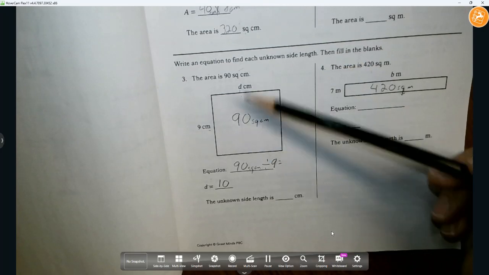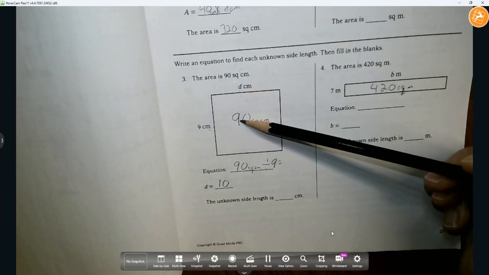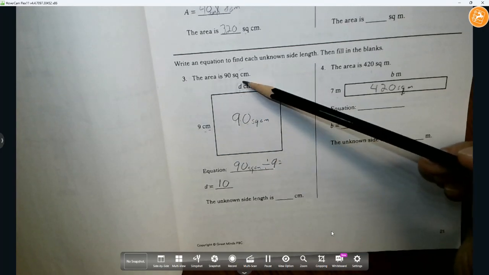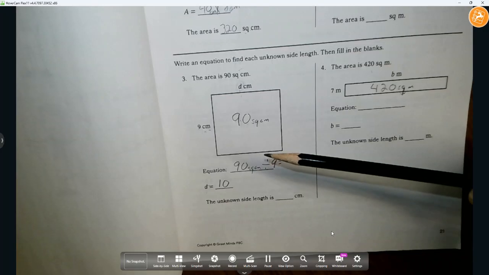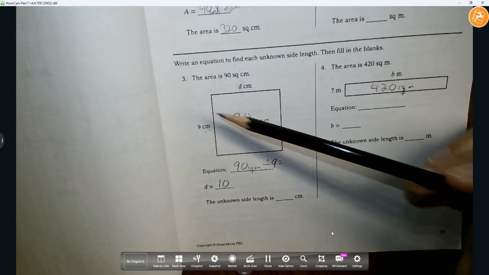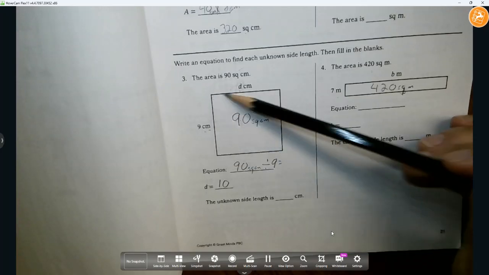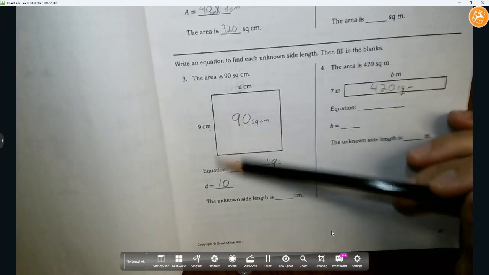All right, so we had the 90 in there for this one. This was 90, right? We know this is 9. This is what we're looking for right here. We didn't know that one. So we know this is 90 square centimeters. We know one side is 9. We know to find the area, we multiply the length times the width.